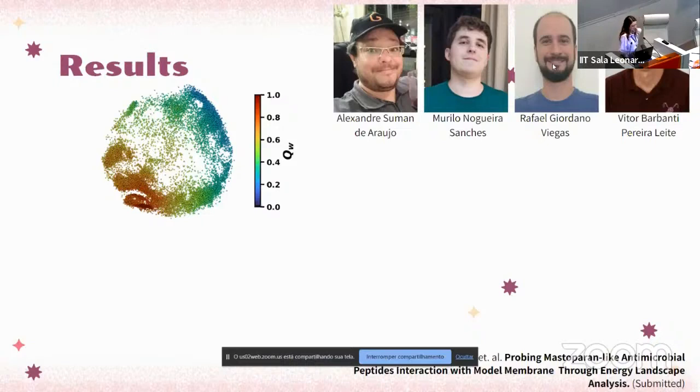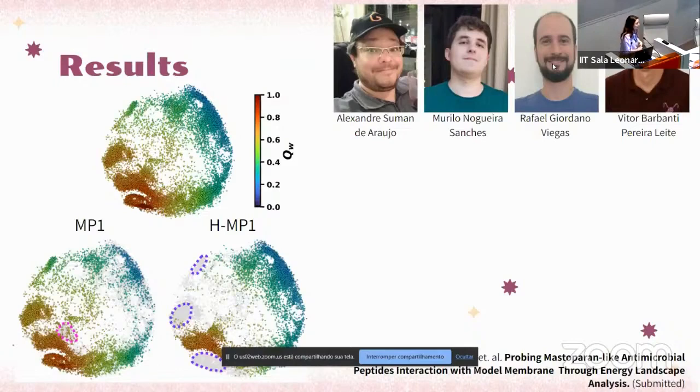most unfolded basin. If you separate this between the two peptides, MP1 and HMP1, you can see that MP1 populates the folded basin more than HMP1. The more red values, so the higher Q-holiness, are on a part of the projection that HMP1 does not populate, while in water. Okay, so this is our structure that comes from the simulation of the peptides in water.